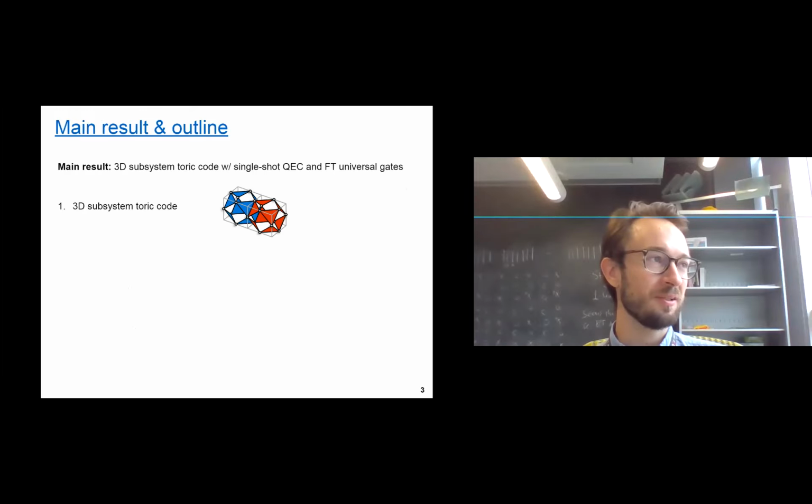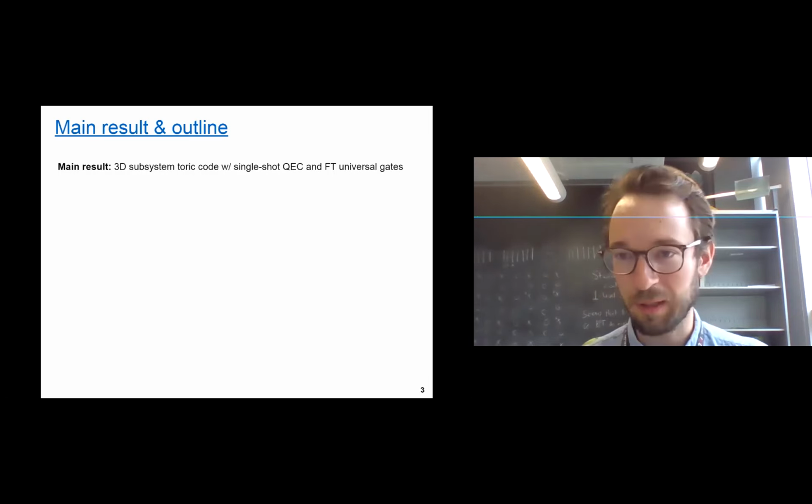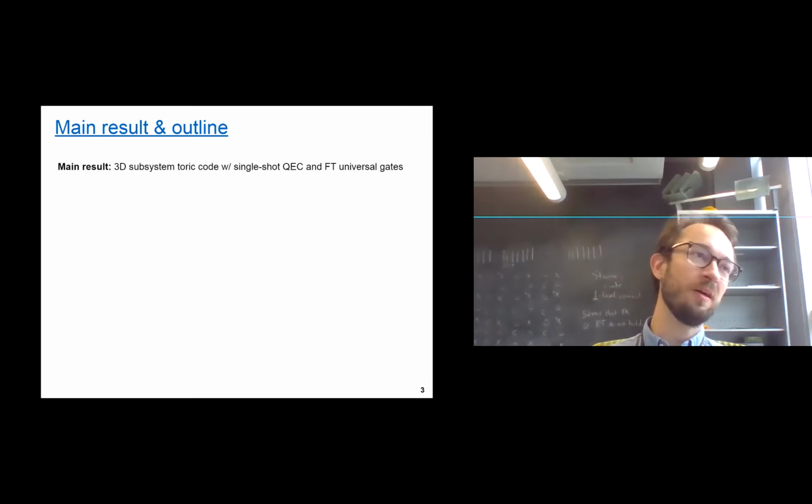Okay, so here's an outline of what we're going to talk about. What we're going to look at is this 3D subsystem toric code. I'm going to give you the definition, and then we're going to talk about the properties, about how to do single shot error correction with it, and also talk about a universal gate set.